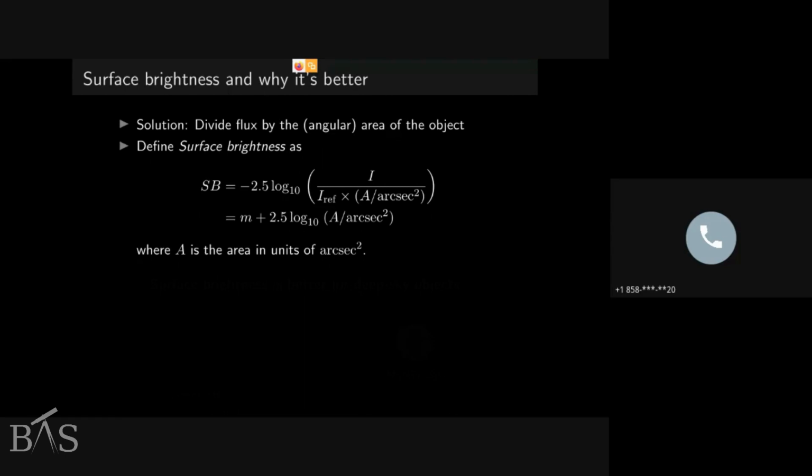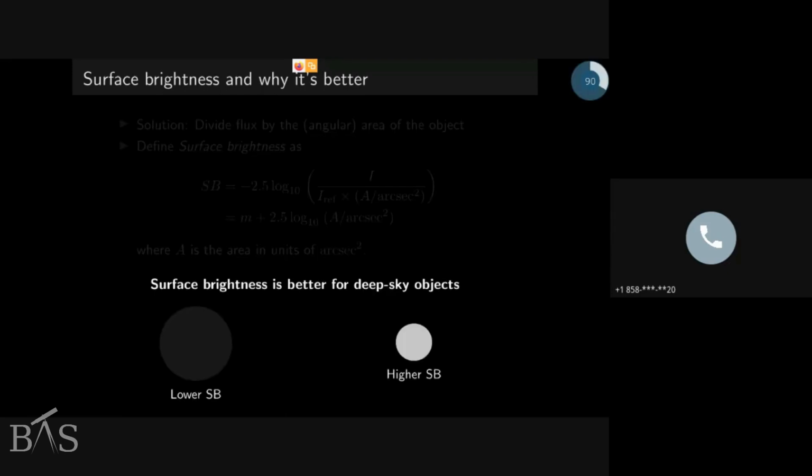Now, this is basically magnitude, but instead of just dividing by I ref, we are also dividing by area. So what is the effect of that? That's the mathematics, but the effect is that surface brightness captures the notion that if the light is spread over a larger area, then the object appears fainter. So the object on the left will have lower surface brightness, and the object on the right will have higher surface brightness, even though they might have the same magnitude, because it accounts for the fact that the light is spread over a different area.